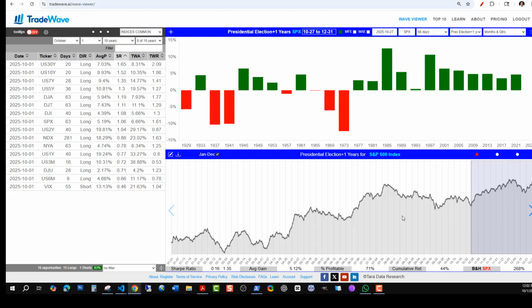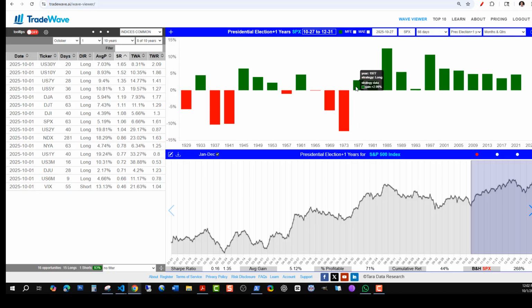Now this is astonishing. If you were in the S&P 500 starting October 27th until the end of the year, you would have had a profit every single year since 1973. 1973 was the last time this period dropped, and it dropped minus 12%.